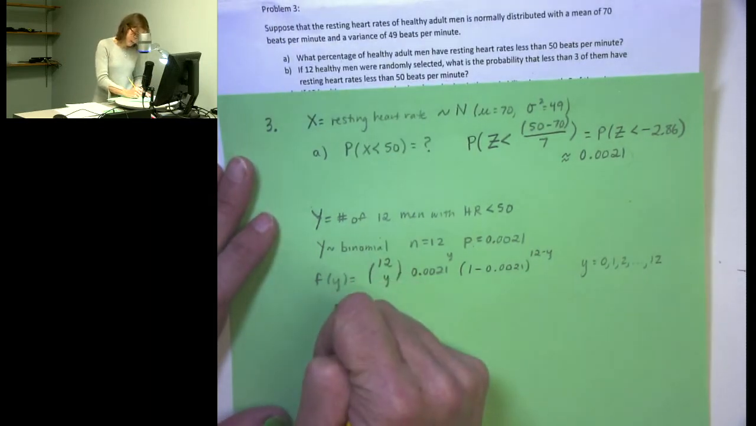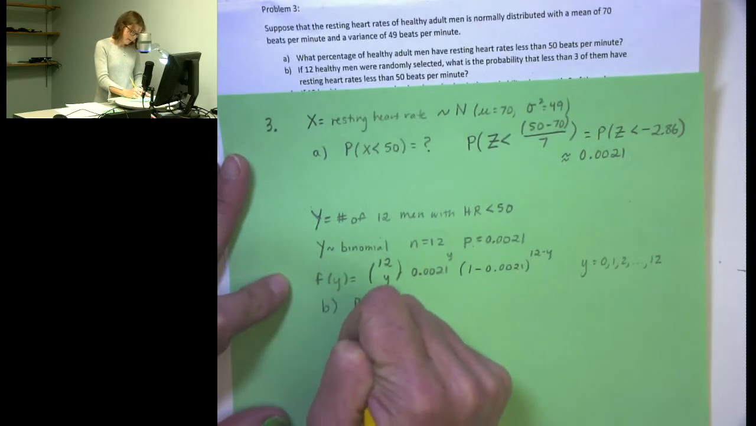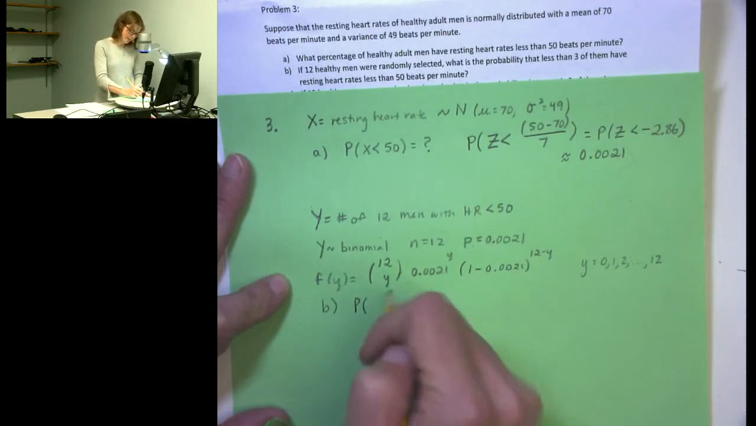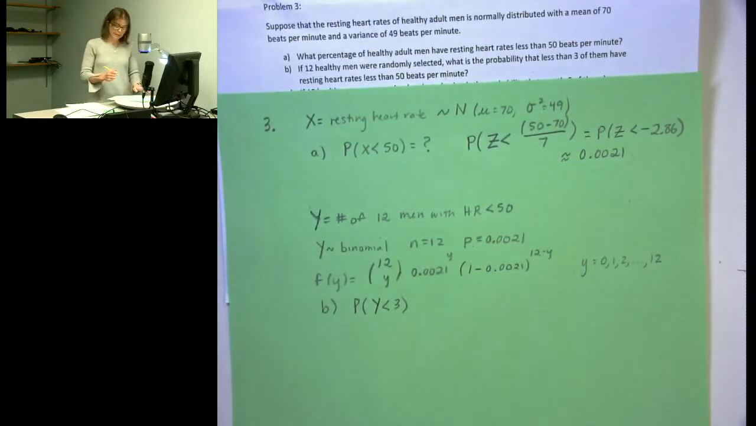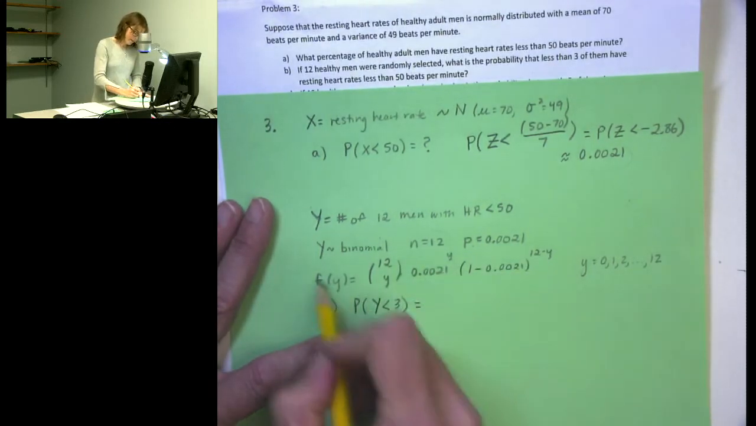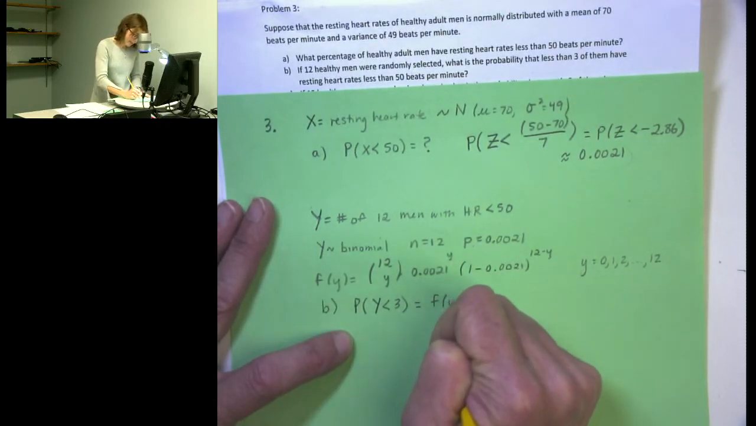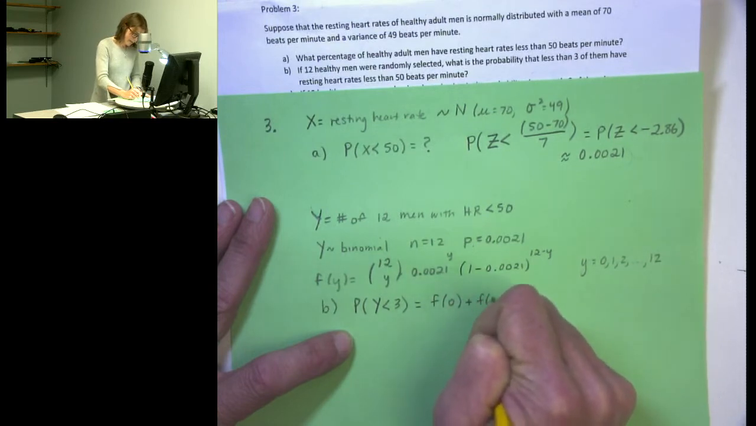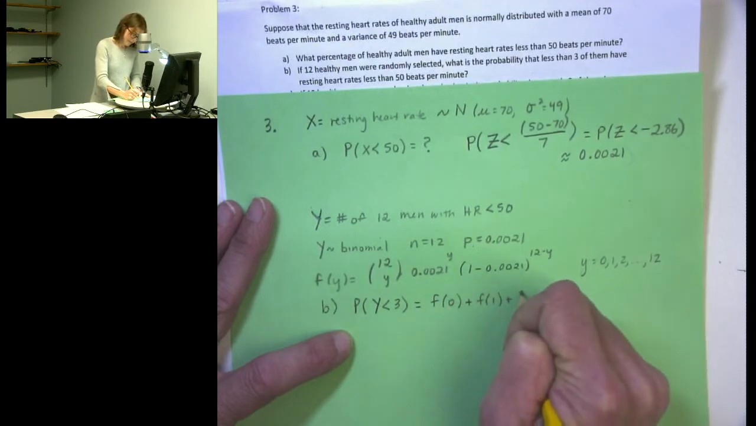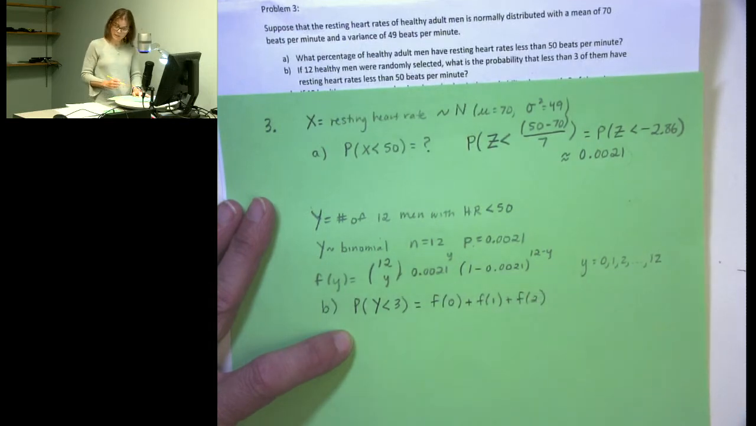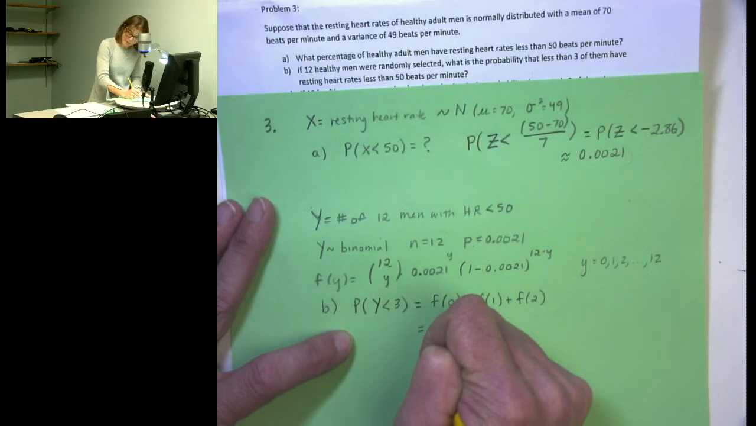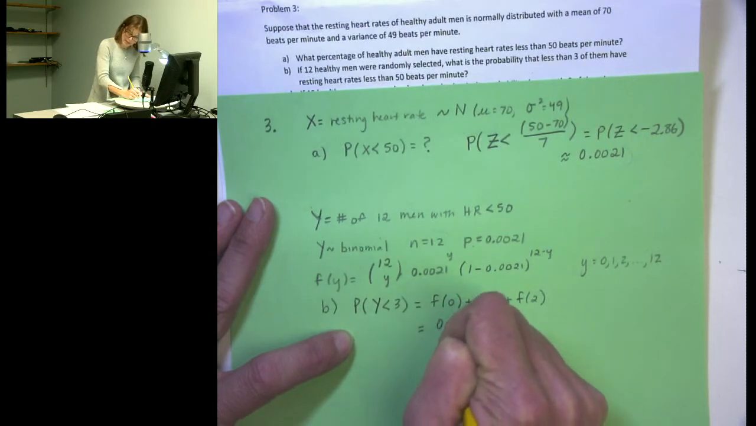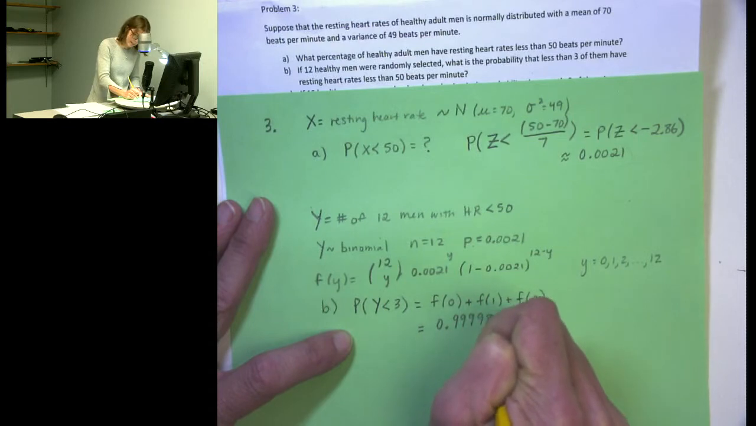So now I want to find, as I say, for part B, the probability that less than 3 of them, so y is less than 3, have heart rates less than 50. So I can find this by evaluating this function for 0, 1, and 2. Those are the values less than 3. And if I do that and go through and do all my math, I'm going to come out with a probability of 0.999988.